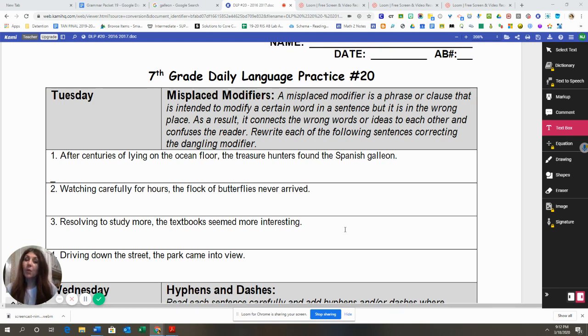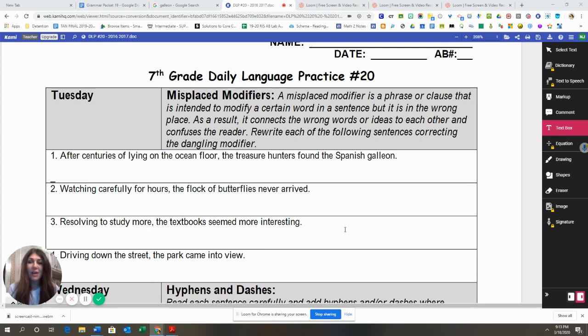We are going to be correcting our language practice number 20. Today we're going to talk about misplaced modifiers. A misplaced modifier is a phrase or clause that is intended to modify a certain word in a sentence, but it's in the wrong place. As a result, it connects the wrong words or ideas to each other and confuses the reader. So we're going to take a look at these sentences and see how we can make them less confusing.